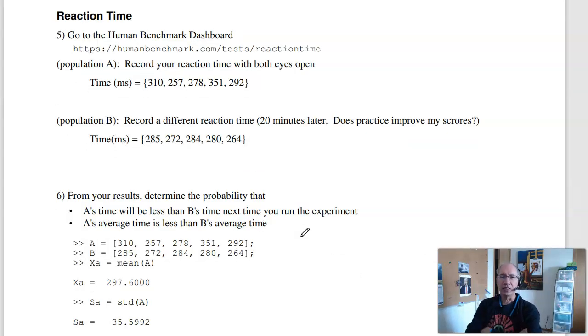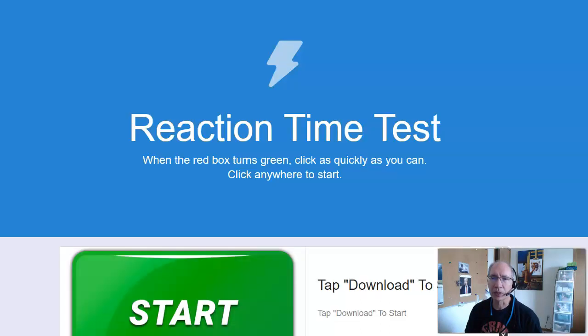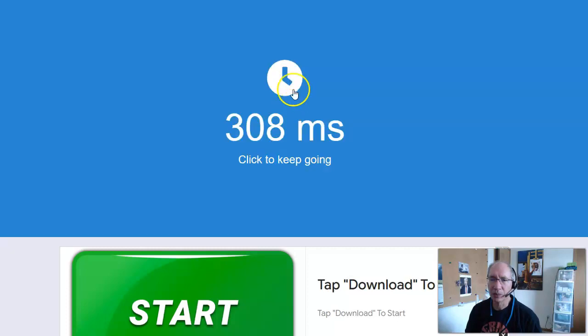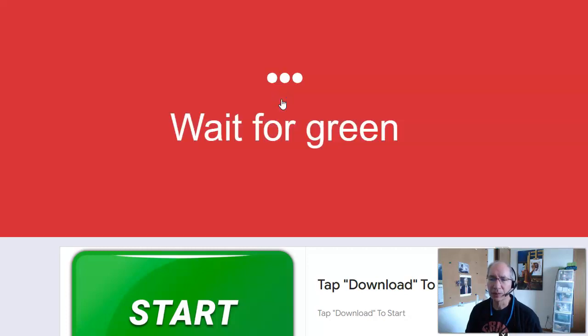With t-tests, I can start doing some kind of interesting things. For this website, I can test my reaction time. And kind of here's how it works. I click on here, wait for the light to turn green. When it turns green, I click the left click. So that was 308 milliseconds. Repeat.